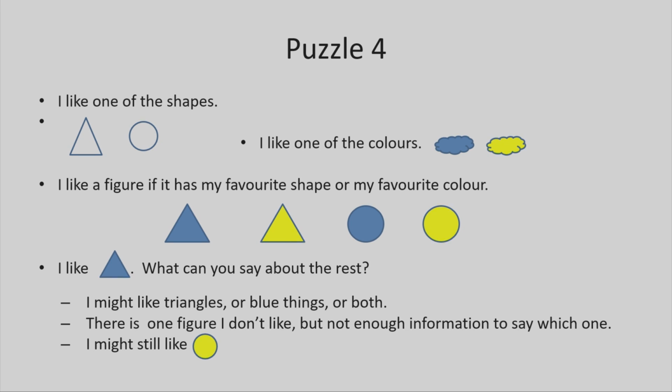So in this example, if I like the blue triangle, there is really not enough information for you to say if there is any of those figures that I wouldn't like. You know that it exists, but you really don't know which one. It could be any of the remaining three.